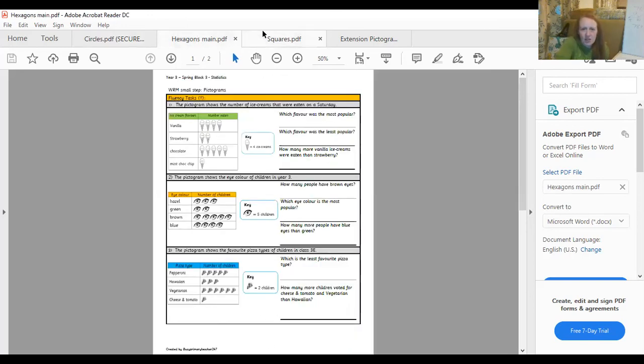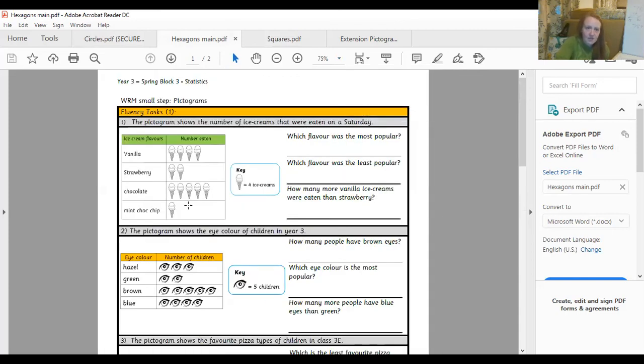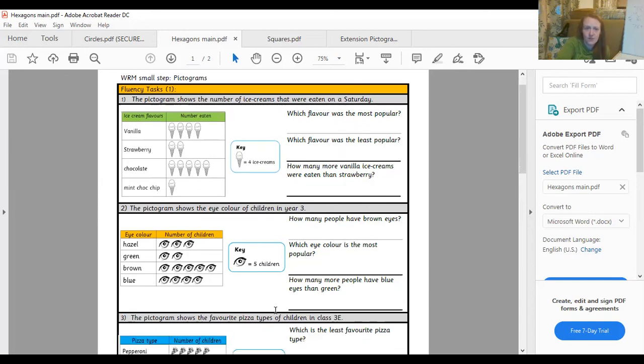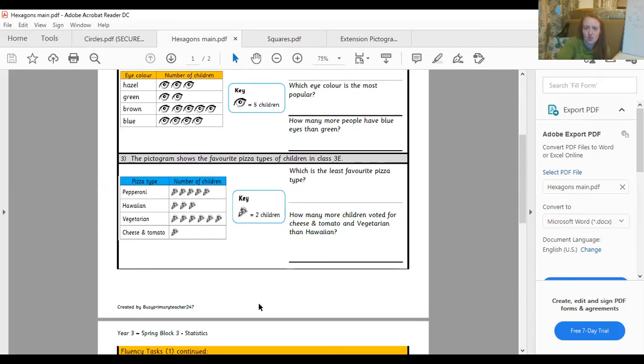Hexagons, you have got this sheet. Let me see if I can make it a little bit bigger. Now, yours is very different. So this is varied scales here. So you've got this pictogram here. This pictogram shows the number of ice creams that are eaten on a Saturday. So your key is here. It says each picture represents 4. So you've got a scale of 4 here and some questions based on it. Okay, so you're counting in 4s for this one. Down here, your key, always check your key. Each one is 5. So you need to be counting in your 5s. And your key changes. So just be careful here, hexagons.